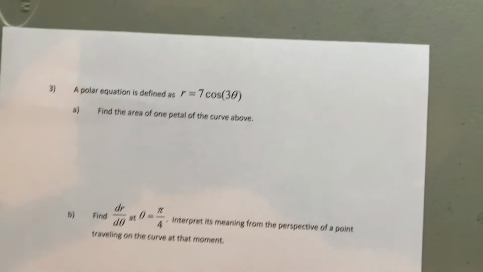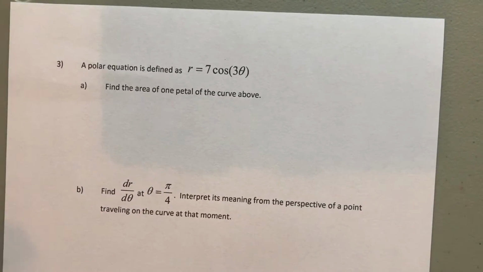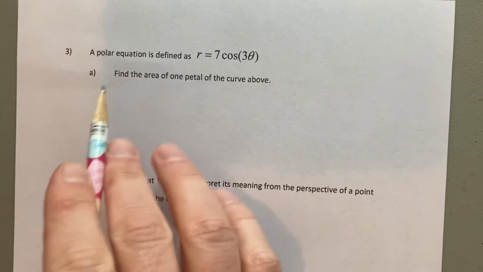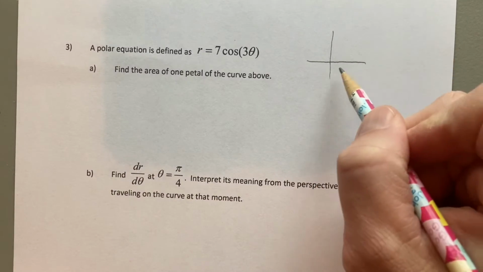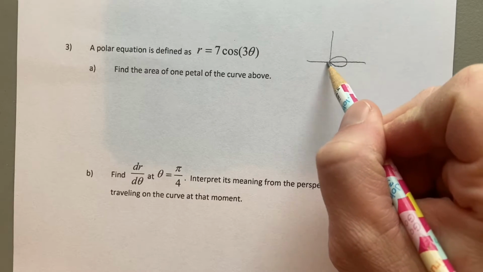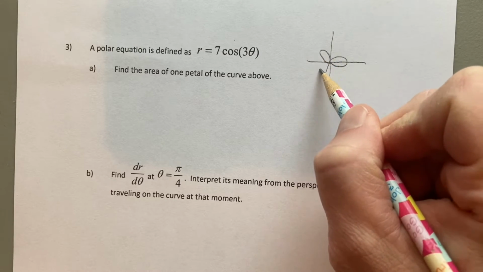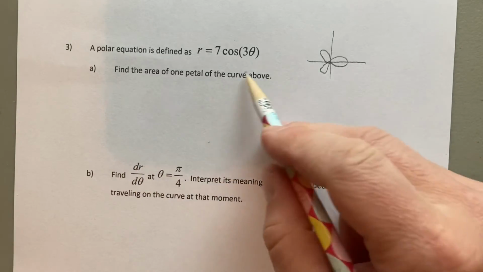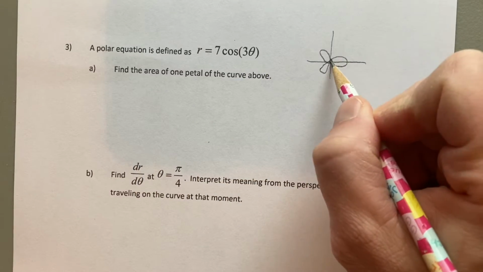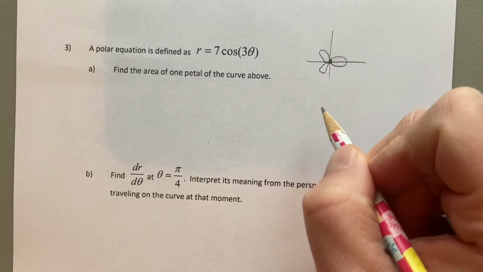All right, these are the answers to page 3 of the review, and we've got a polar equation defined by this. If you were to graph this out, you end up with one of these kind of graphs here with 3 petals on it, and they want us to find the area of one of these petals. So we want to know, when are we at 0? When are we going to start and stop one of these petals?